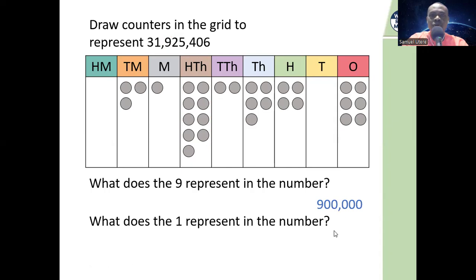What about the 1? What does the 1 represent? You can see that the 1 is in the millions column. So this just represents 1 million. Okay? 1 million. Notice how the 1 million is 6 digits and the digits are separated in groups of 3.